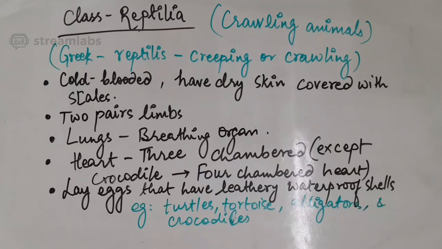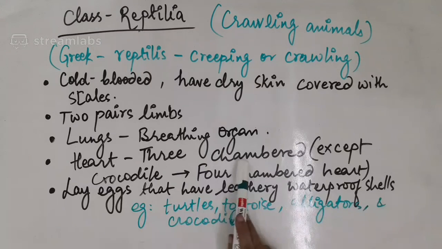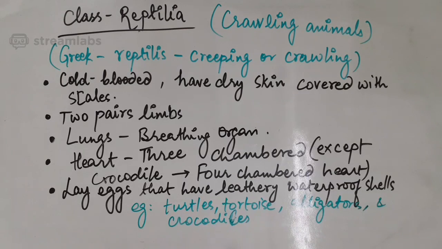Two pairs of limbs are present in these animals, or these are also called the reptilians. They have lungs for breathing and three-chambered heart except crocodile. Crocodile is a reptile having four-chambered heart. They lay eggs that have leathery waterproof shells. Examples, turtles, tortoise, alligators and crocodiles.